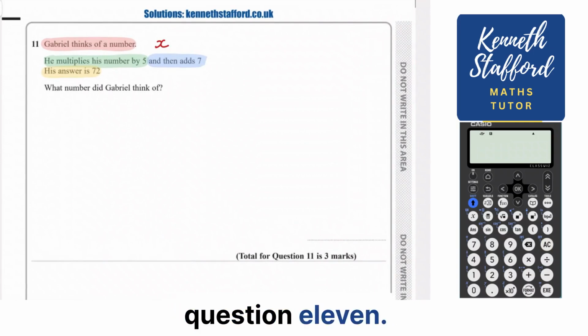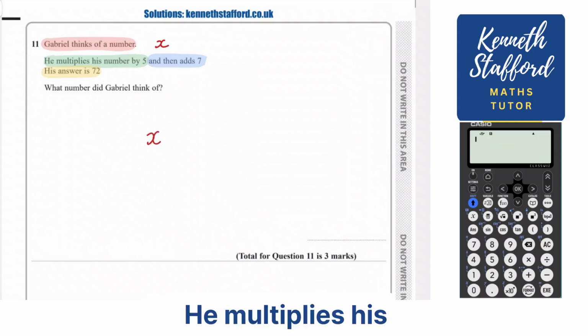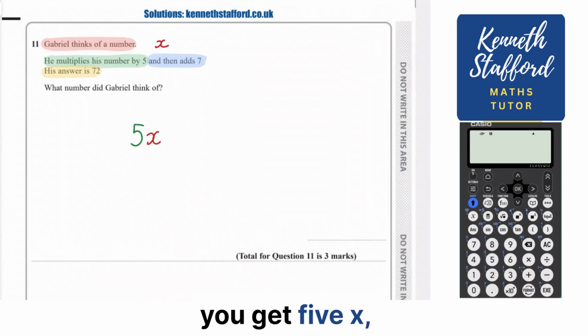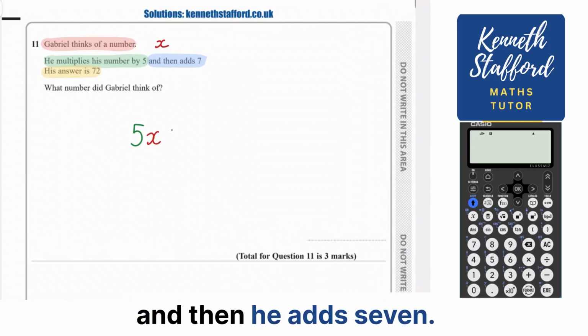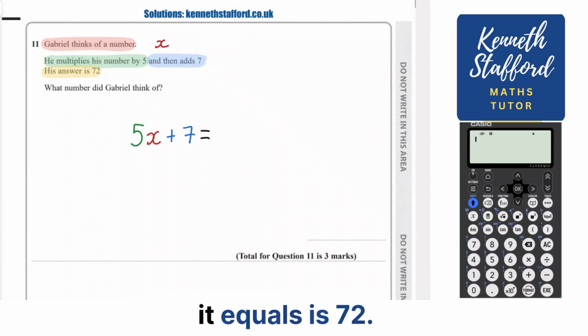And then we've got question 11. Gabriel thinks of a number, which is x. That's what we use for an unknown number. He multiplies his number by 5. Well, if you times x by 5, you get 5x. And then he adds 7. And the answer, what it equals, is 72.